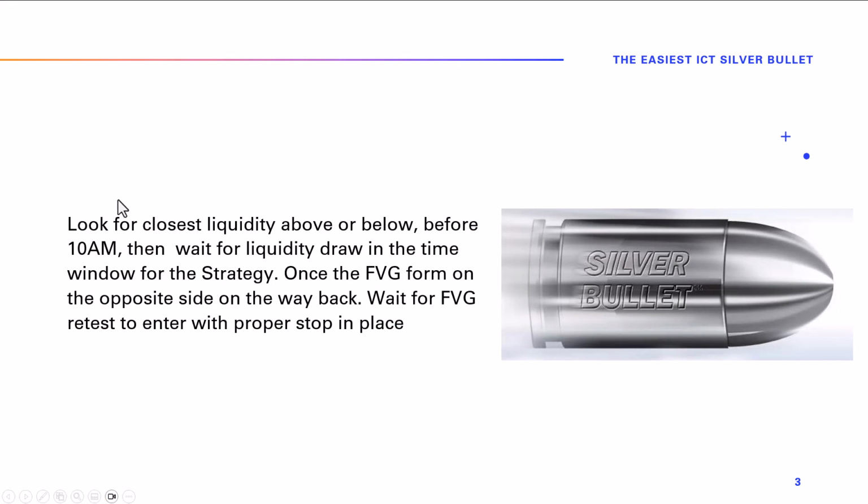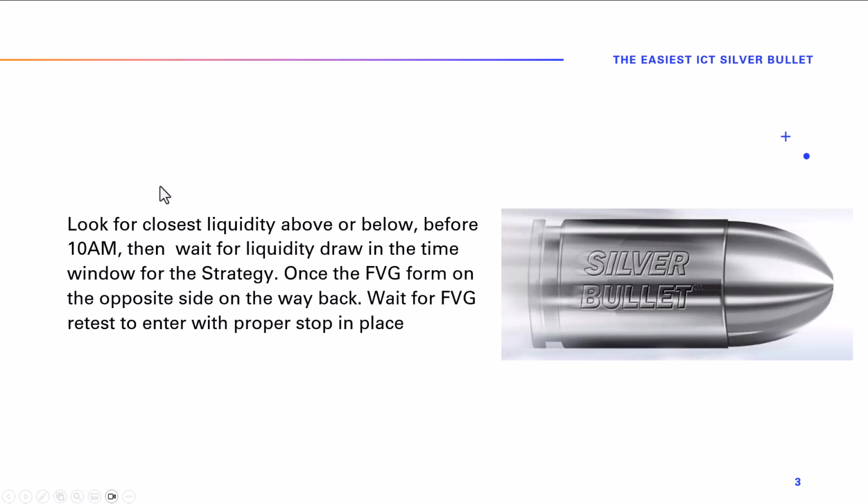So it's practically a strategy where you look for price to go and draw on liquidity, and then from there you're looking to catch the trade based on the fact that if price draws on the liquidity and then comes back on the opposite side and creates an FVG, now you will be waiting for the FVG to be tested. So look for the closest liquidity above or below before 10 a.m.